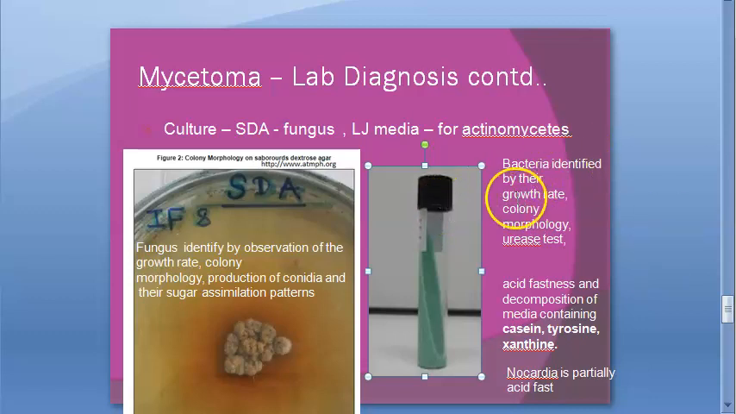So here, how will you identify the bacteria? By the colonies, again, by the growth rate, the morphology of these colonies, the urease test. You will see how acid fast it is. Then you will see whether they can decompose urea, casein, tyrosine, xanthine, etc. Okay.